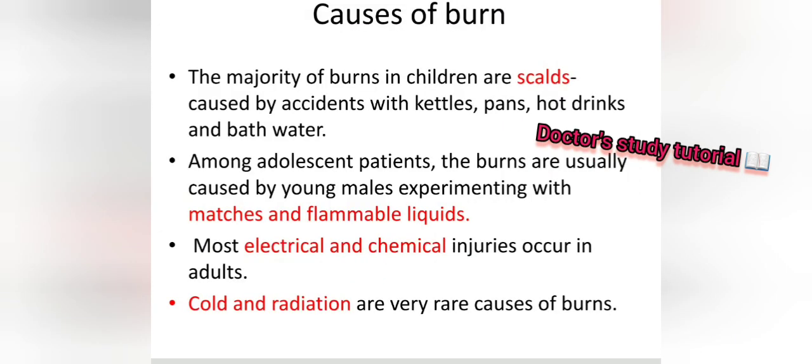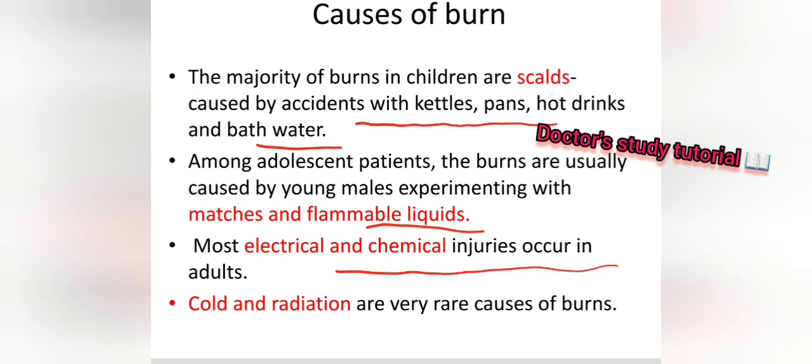Causes of burn. The majority of burns in children are scalds caused by accidents with kettles, pans, hot drinks, and bath water. Among adolescent patients, burns are usually caused by young males experimenting with matches and flammable liquids. Most electrical and chemical injuries occur in adults. Cold and radiation are very rare causes of burns.